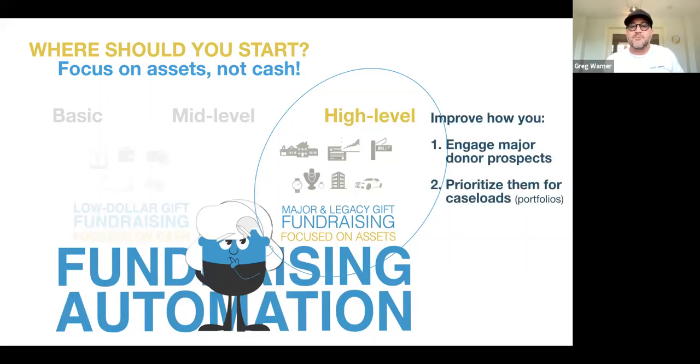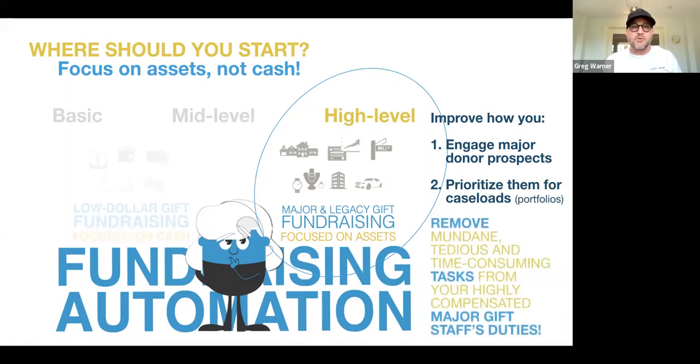So this kind of automation can help you engage more high capacity, philanthropic minded donor prospects, and can help them to move themselves forward in the consideration continuum so that they prioritize themselves for your caseloads or portfolios, if you call them that. This will remove a lot of the mundane and time-consuming tasks that gift officers are usually charged with doing, which is the reason why they can't get it all done.